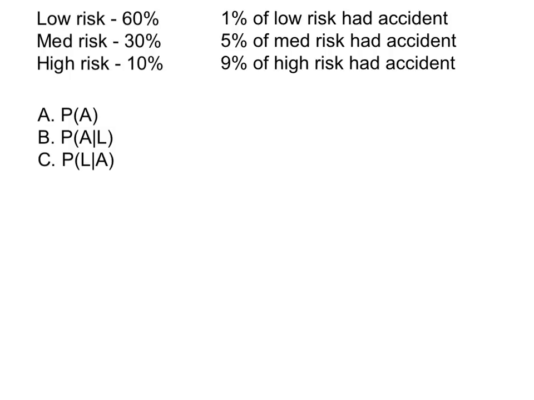So we'll start to make this table, and we'll note that we have low risk insurees, medium risk insurees, and high risk insurees.